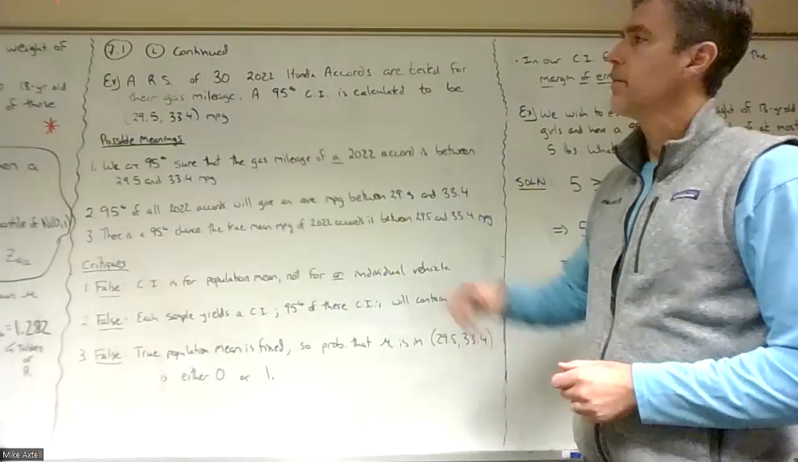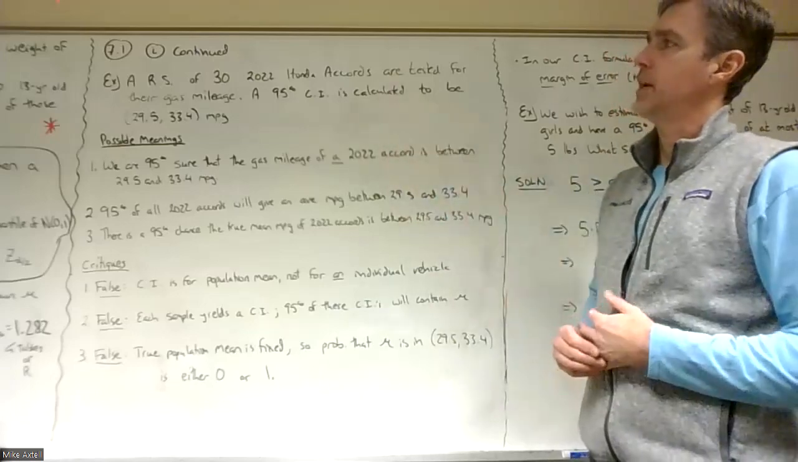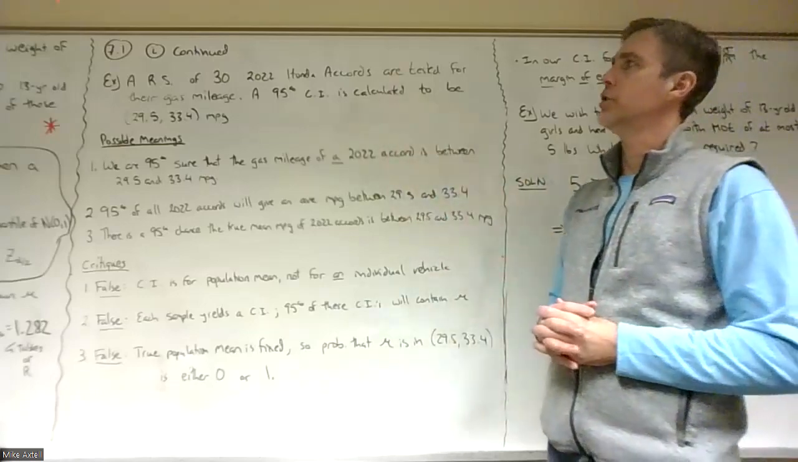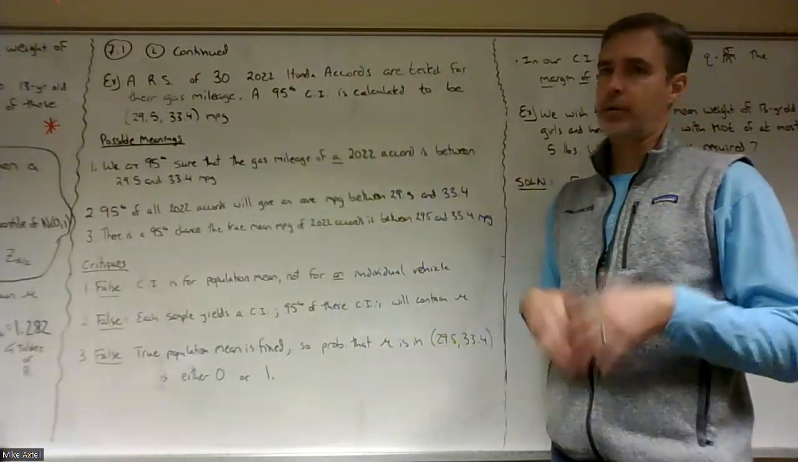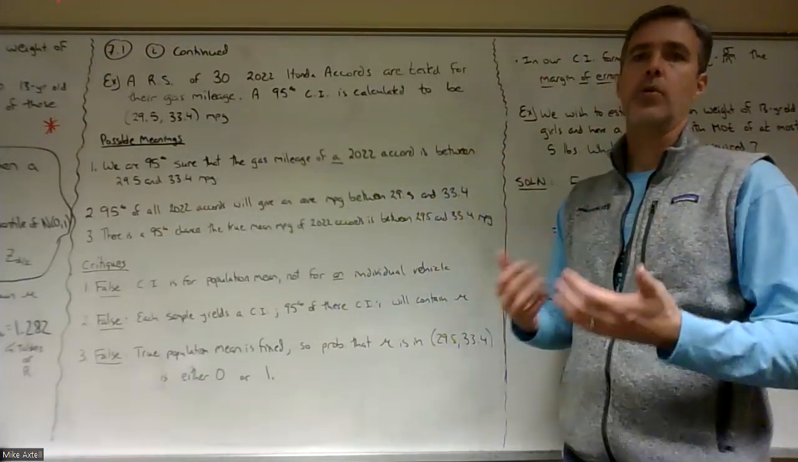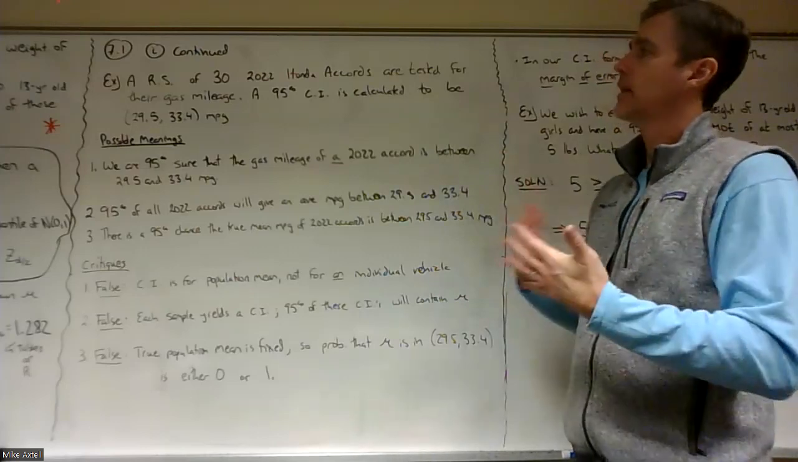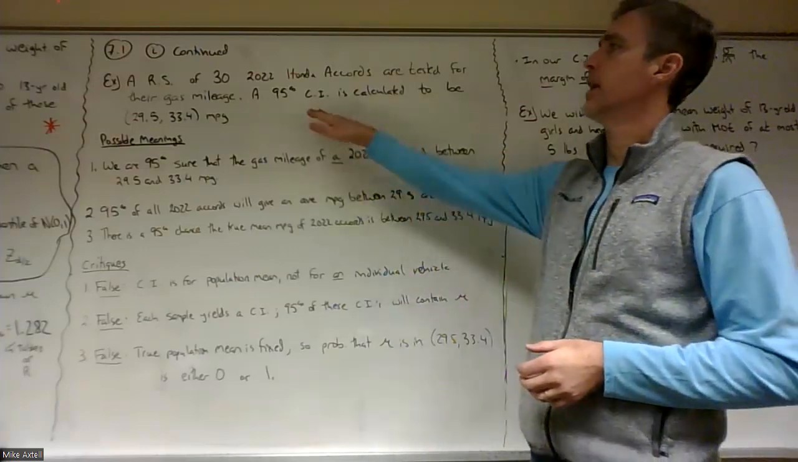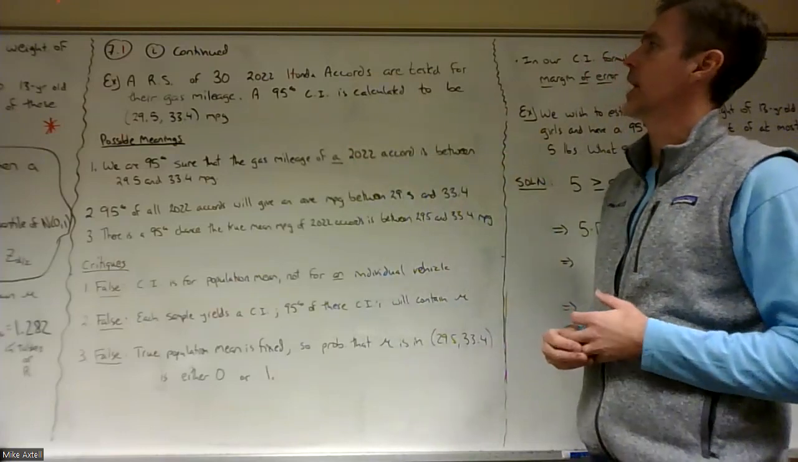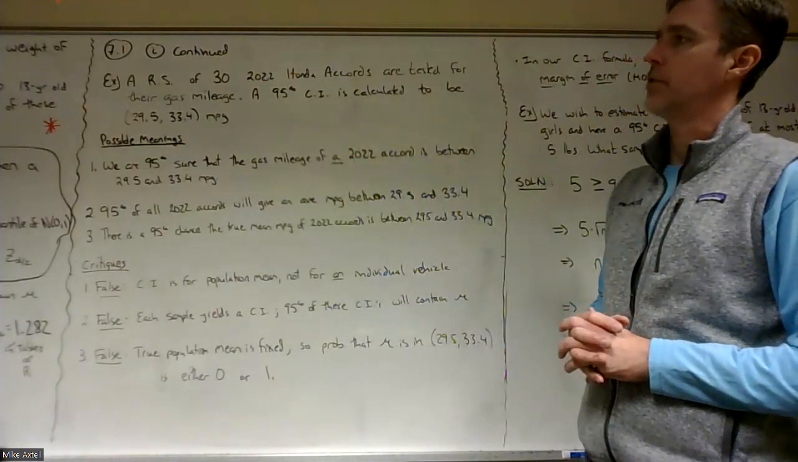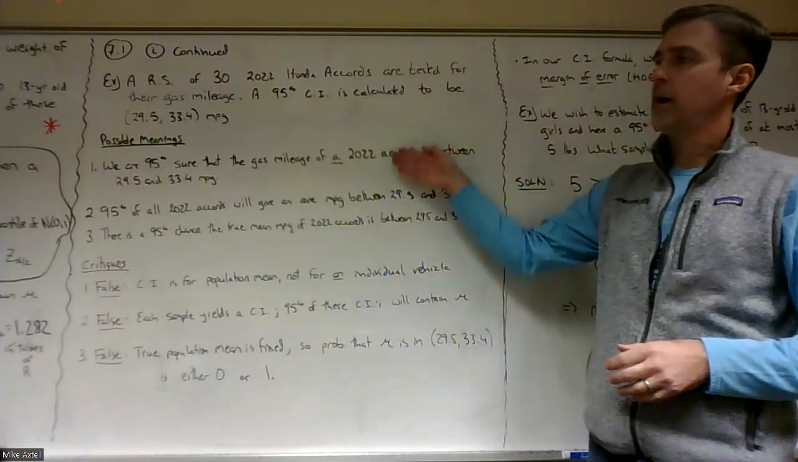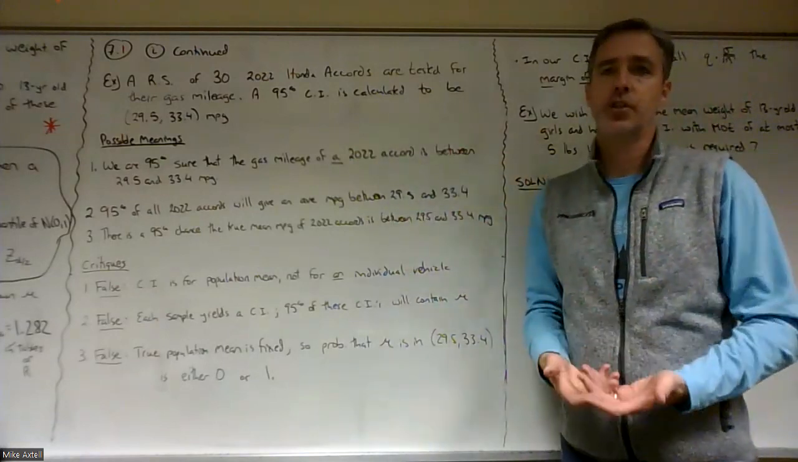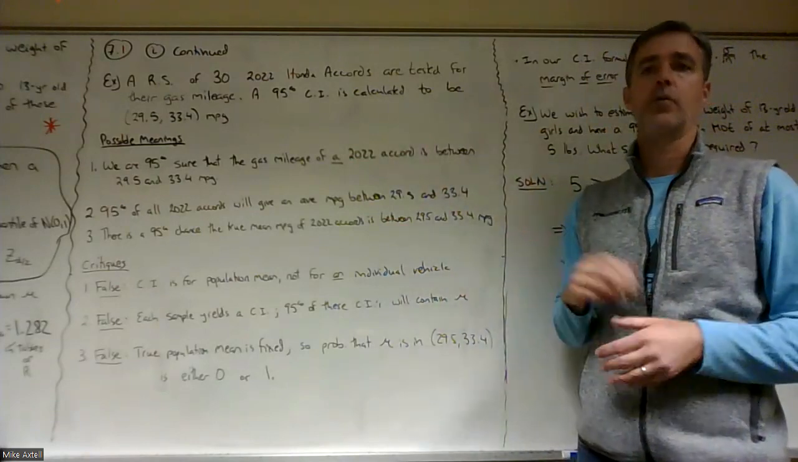Okay, so let's pretend we have a random sample of 30 2022 Honda Accords, and we test their gas mileage. So we run them through some course and we record their gas mileage. And then let's say some statistician does a 95% confidence interval and it's calculated to be 29.5 to 33.4 miles per gallon, okay?